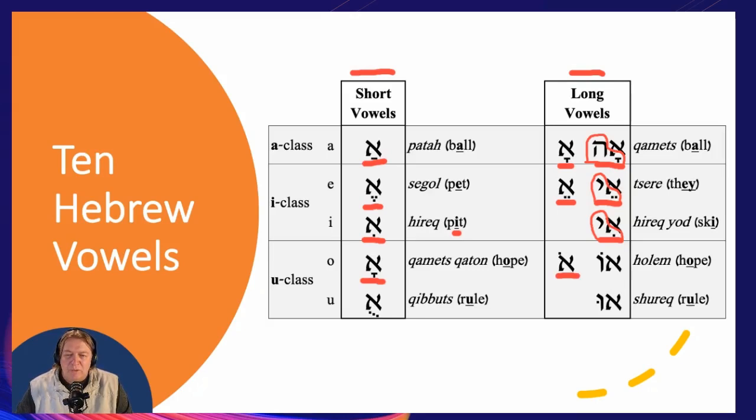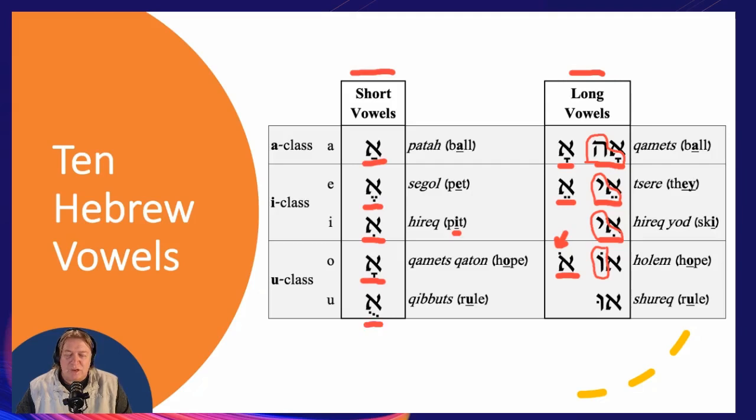The next one is holum, and the holum is right here. Holum, it's a little dot right up above this. Holum, as in hope. O, it's the O sound. And you'll see right here that there's another one where the holum is on top of the vav. This is called a holum vav, and it's the same sound. It's just a holum, makes the O sound.